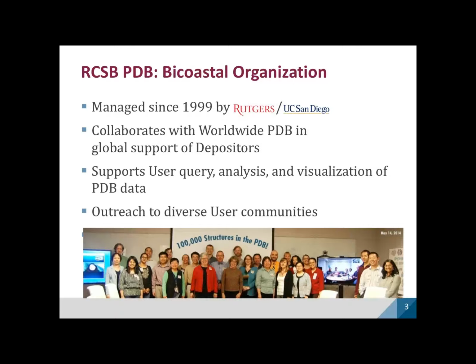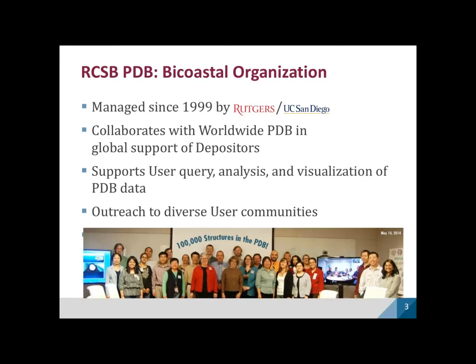Our job is to serve up all this information, to safeguard it as the archive keeper here in the US, and to do outreach and education to a very diverse set of user communities. We know that about 3/4 of our users are not structural biologists. They're biologists, clinicians, students, educators, people involved in doing research.